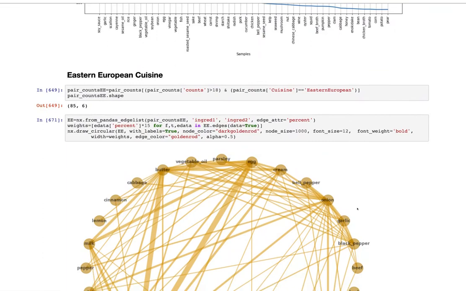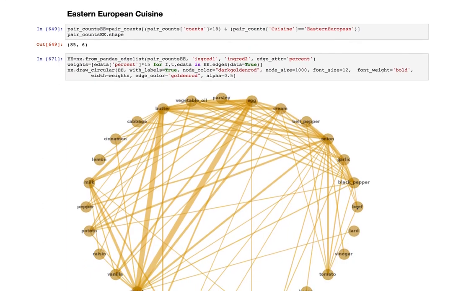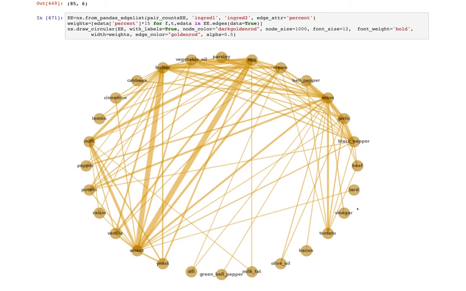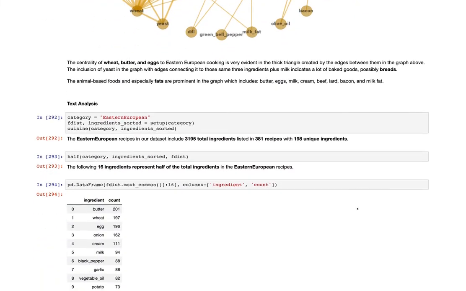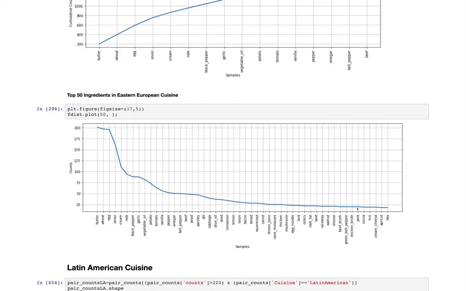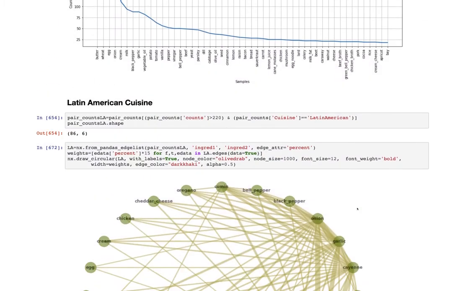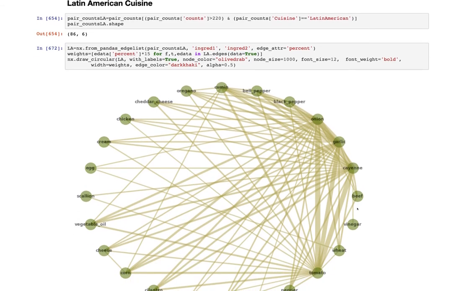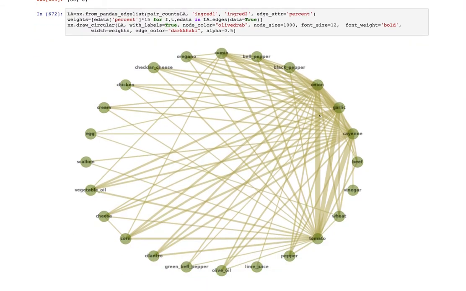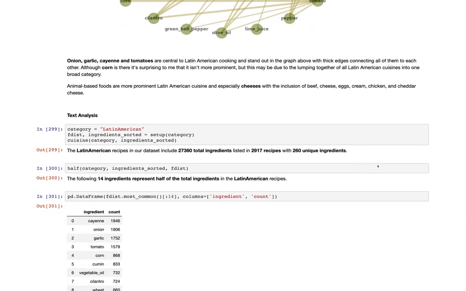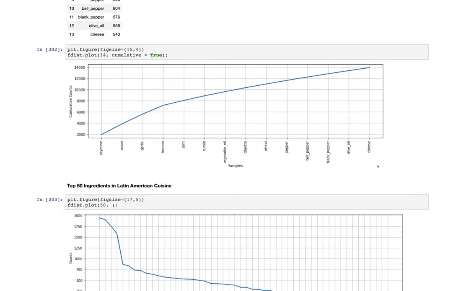Eastern European is actually a good example of one that is heavily reliant on just a few. You can see that in the thick edges connecting the butter, eggs, and wheat, and then again in the way this graph drops off at the bottom. Latin American cuisine: tomato, onion, garlic, cayenne are your top 4. And you can see that again in the graph here.